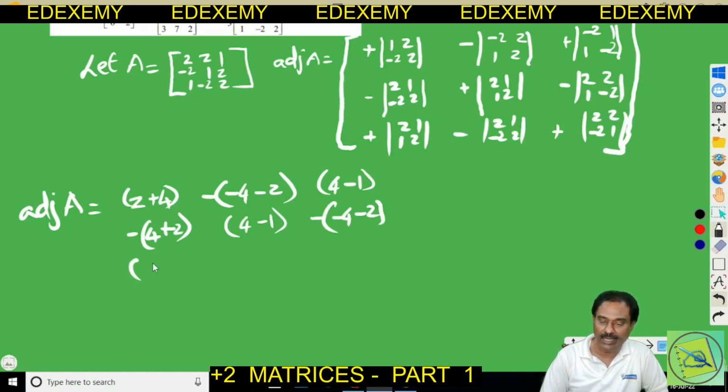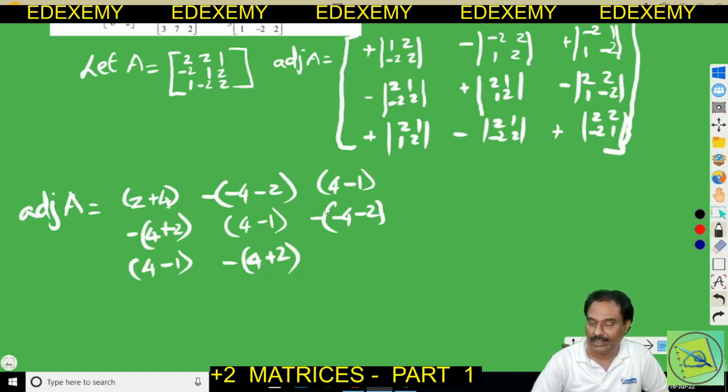And the third row. 2 into 2 is 4. Minus 1 into 1 is 1. And the next one is minus of 2 into 2 is 4, minus of minus will become plus, 2 into 1 is 2, plus 2. The final one, we'll calculate the value of the final one. Here it is positive. 2 into 1 is 2, 2 into 2 is 4, minus 4. Minus of minus is plus, plus 4.